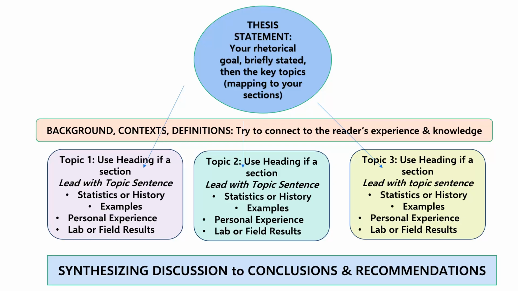Because if you don't do it up front, you're going to have one confused reader going throughout. So in topic 1, and I'm just going to assume this is a research paper, let's say this is a section: use a heading, and then lead with a topic sentence. That topic sentence ties back to your thesis statement, and it should be mapped back. So it should be that first.